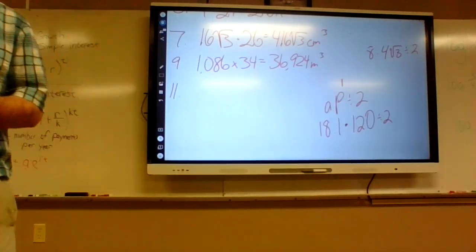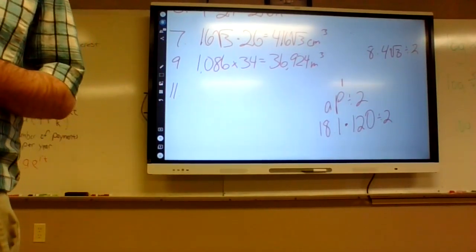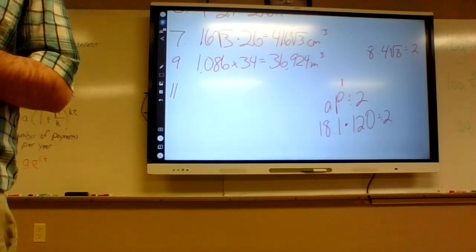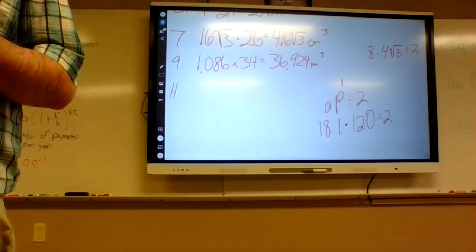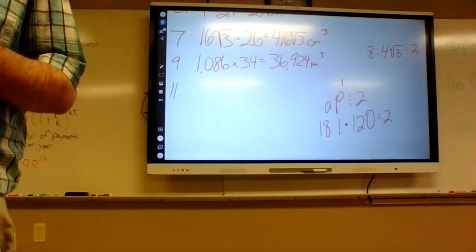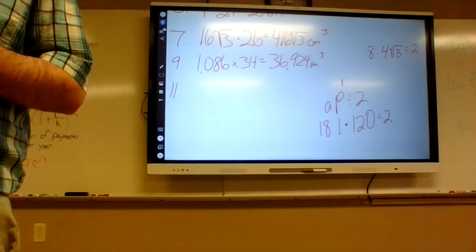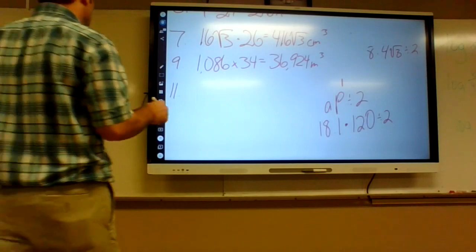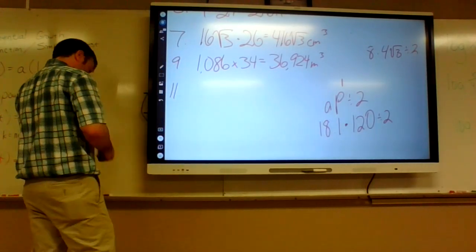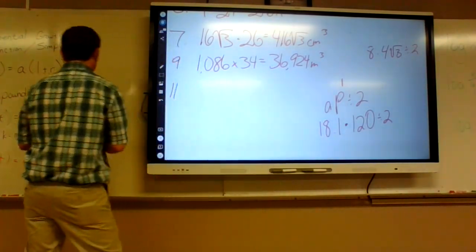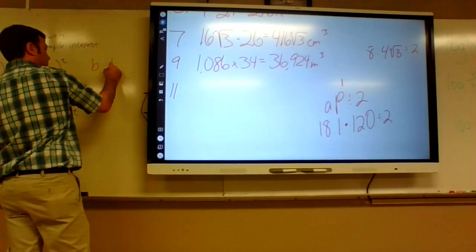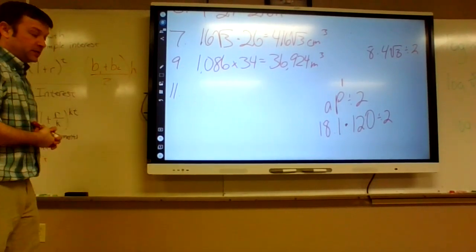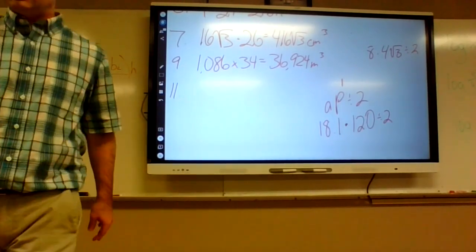What exactly would we do on 10? What shape is 10? A trapezoid. The height of the trapezoid, the little h, is 6. Do you see that in the bottom? Do you remember how to do the area of a trapezoid? You add the two bases together, divided by 2, times height. Okay, so that's how you find the area of the trapezoid on number 10.